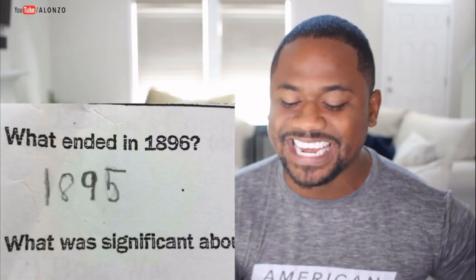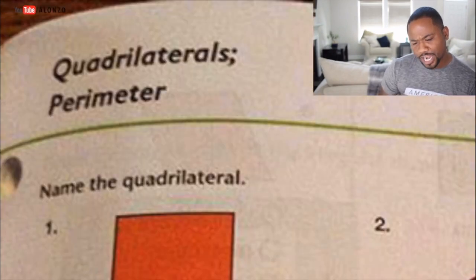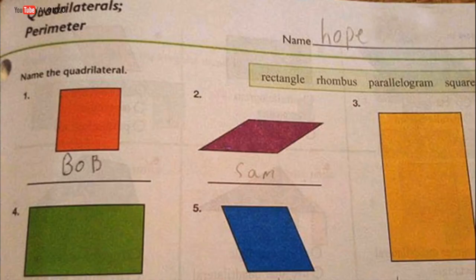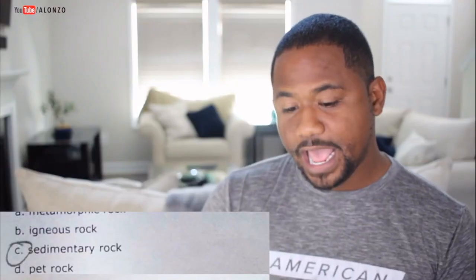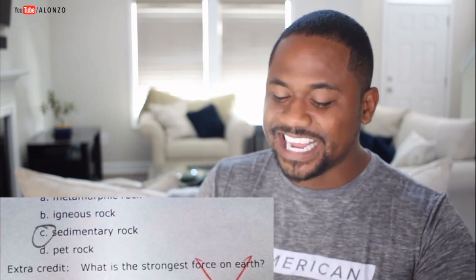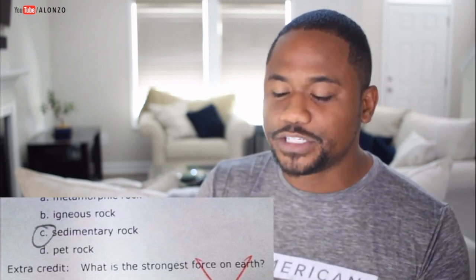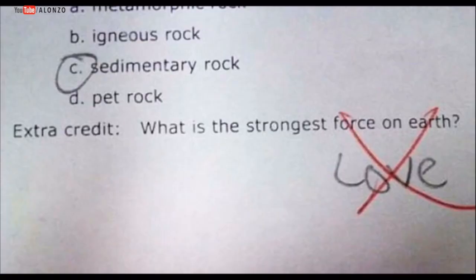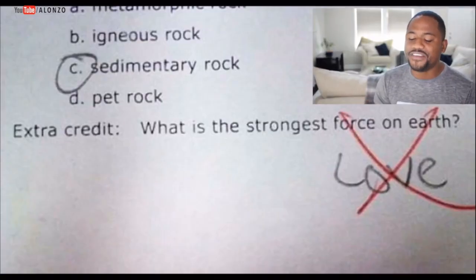So the first question was, what ended in 1896? And some kid said 1895. Now this one is a quadrilateral. I don't know when the last time I seen that word, man. Name the quadrilateral. Hope literally named them Bob, Sam, Teddyson, Kate, and Harry. The only thing I got, it was number one, square. Then we have a sedimentary rock. Is it bad that I don't even know what a sedimentary rock is? And just in case he got that wrong, the extra credit is, what is the strongest force on earth? This kid said love. Why would a teacher mark that wrong? Love is a strong force.